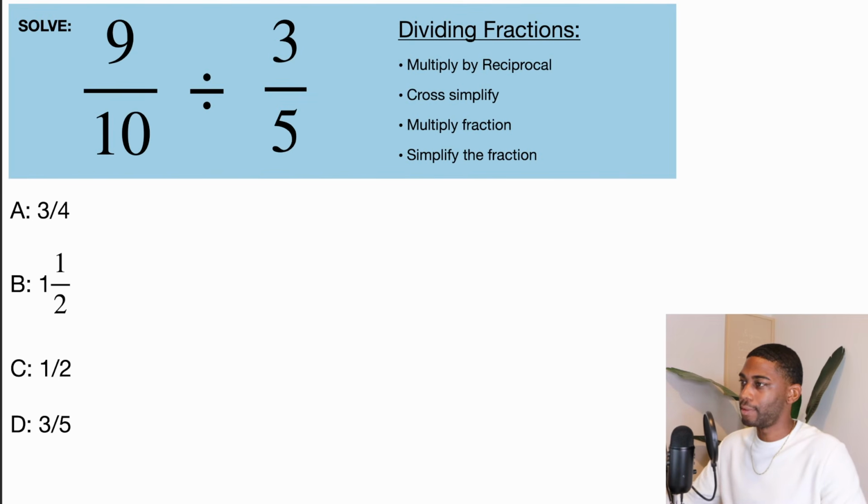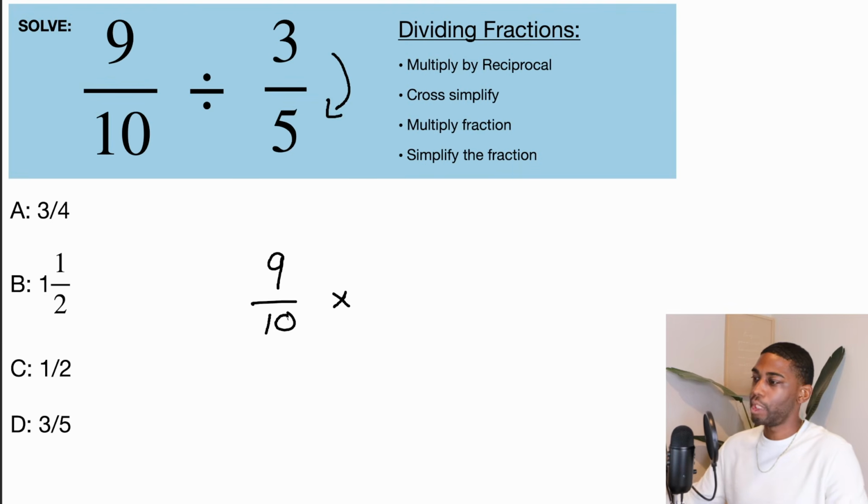9 over 10 divided by 3 over 5. Okay, 9 over 10 divided by 3 over 5. So first, what do we do? We multiply. So we change that division into multiplication by the reciprocal. Okay, whenever you hear that, just think about flipping this second fraction. We keep the first fraction, we multiply by the reciprocal. So instead of 3 over 5, we would actually put 5/3.